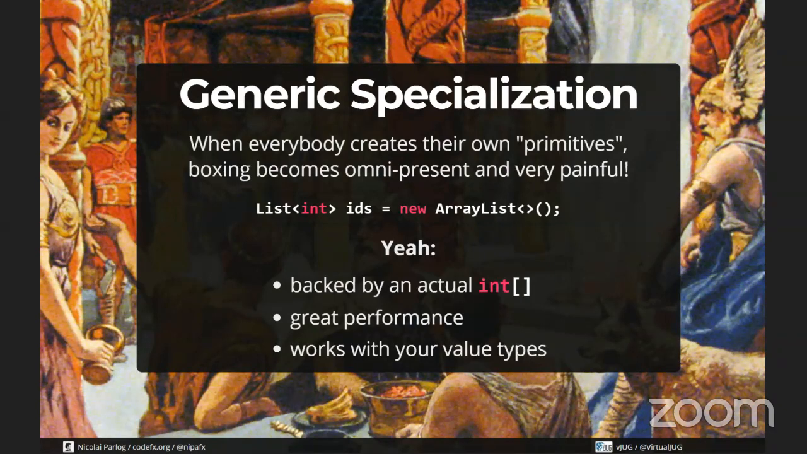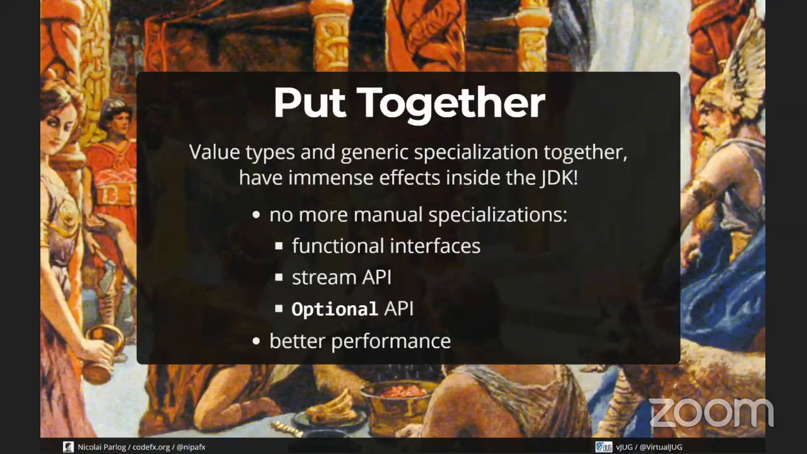You will be able to have an array list of range and an array list of int backed by these actual arrays around these primitive types or around these values, not a box around them. This will give you great performance and will work with your value types. And then we can actually have a list of int as well. That's pretty nice. If you put these together, then within the JDK, a lot of things change.